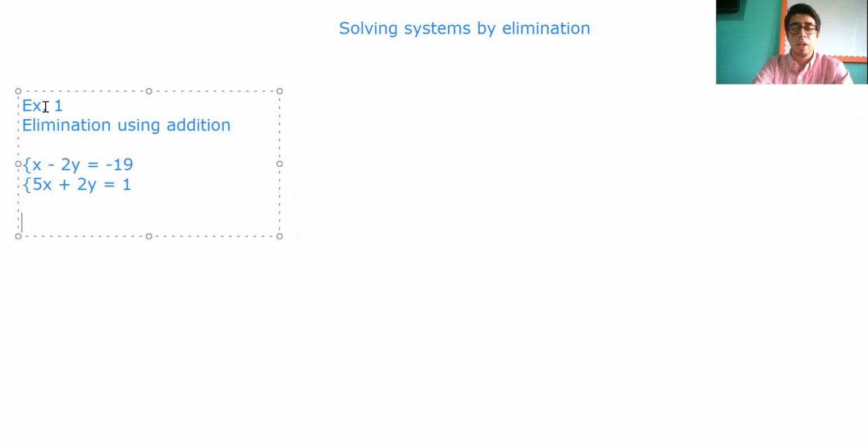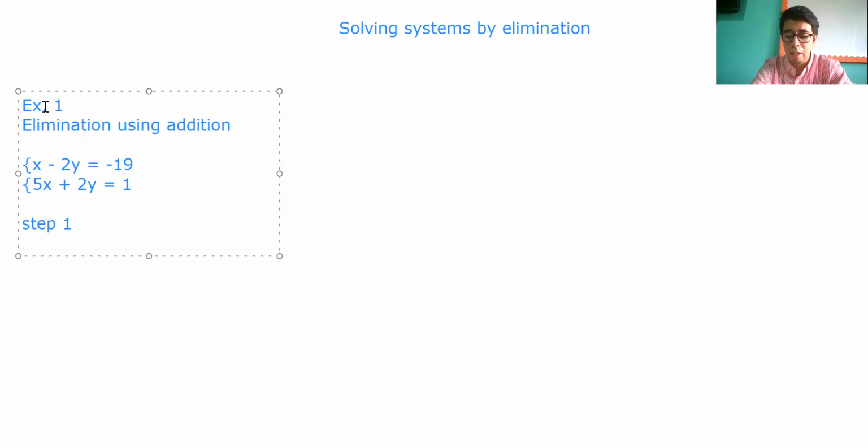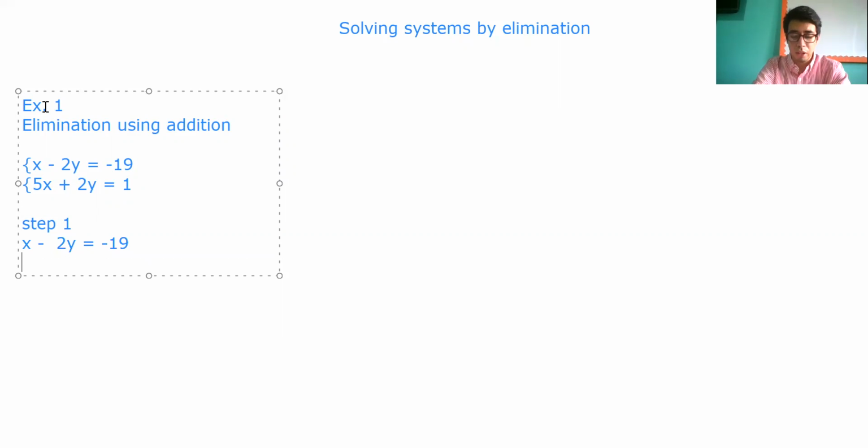Okay, I'm going to write this step by step. Step one, write the system so that like terms are aligned. So I'm going to write the terms one variable below the other. We already have it in order, but I'm going to write it again so you can see it. x minus 2y equal negative 19. And for the other one, we have 5x plus 2y equal 1.